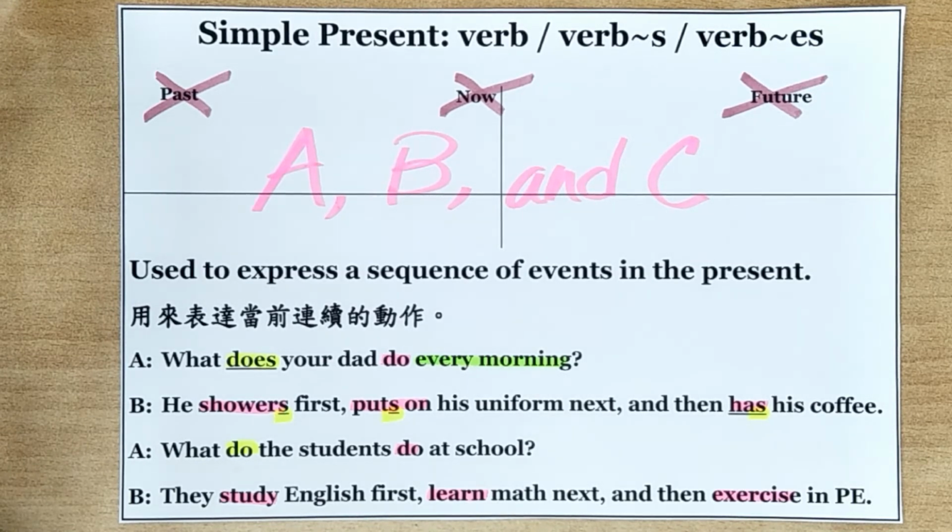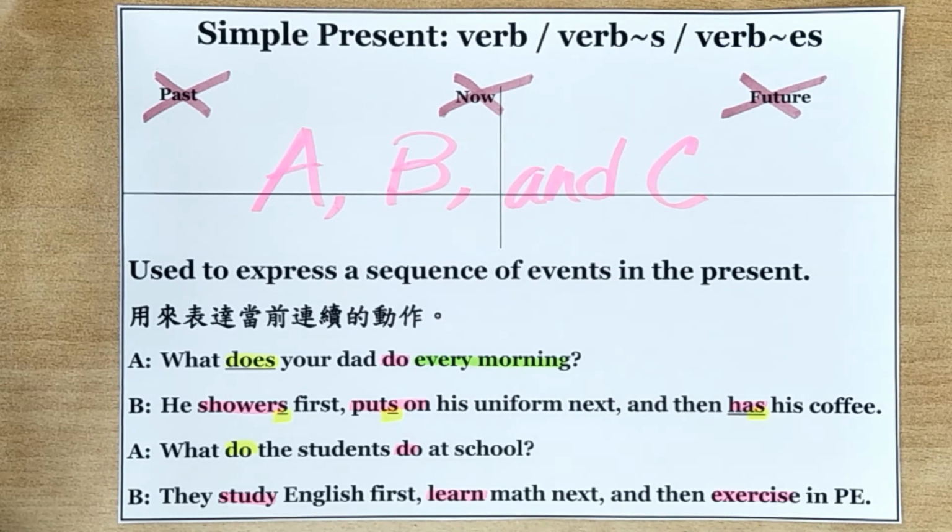A: What do the students do at school? B: They study English first, learn math next, and then exercise in PE. Remember, we don't care about the past, now, or the future. We are talking about events that are happening in a row in the present. Look at the grammar: event A, comma, event B, comma, and event C.